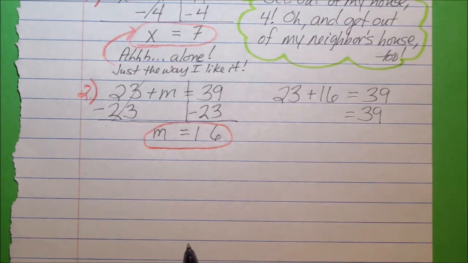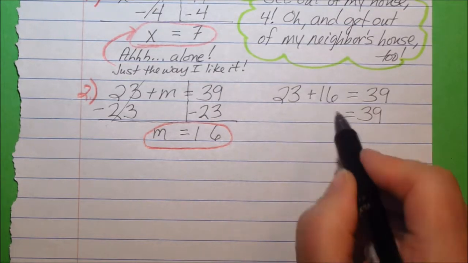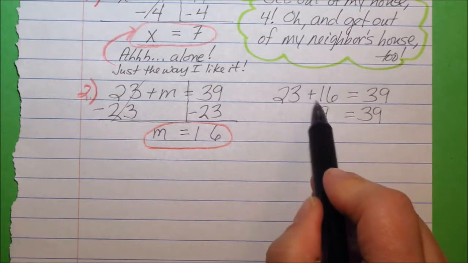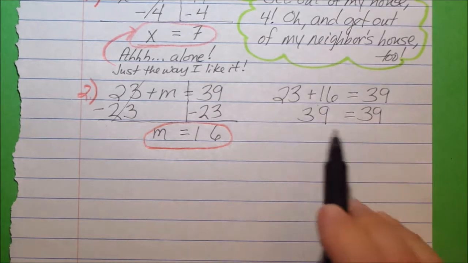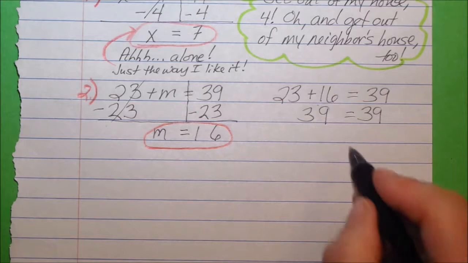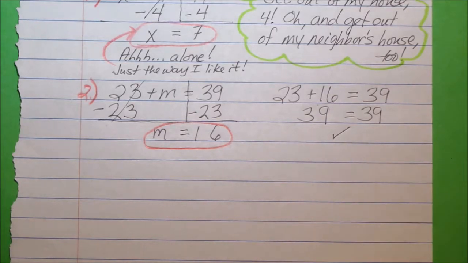All right, so 6 plus 3 is 9. 1 plus 2 is 3. 39 equals 39. Yes, it does. Check mark right there means my solution is verified. It checks out.